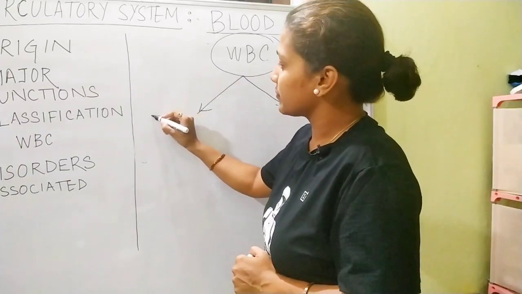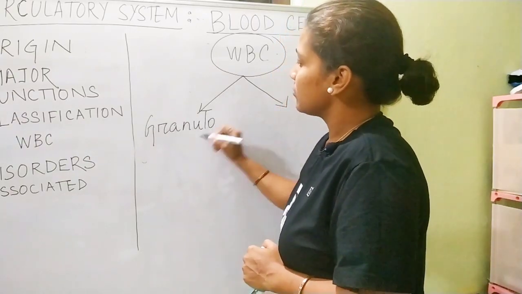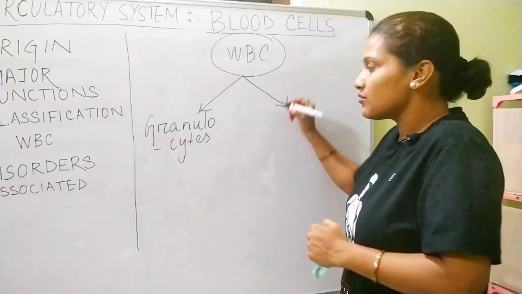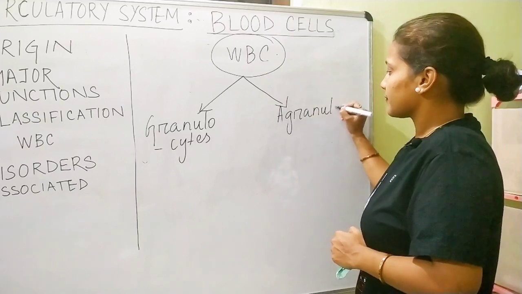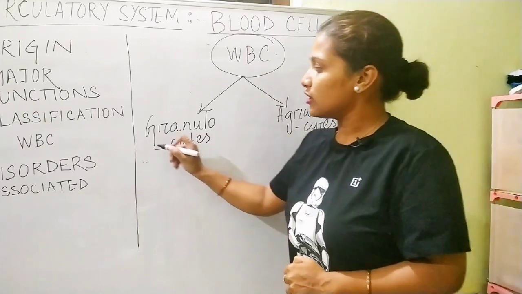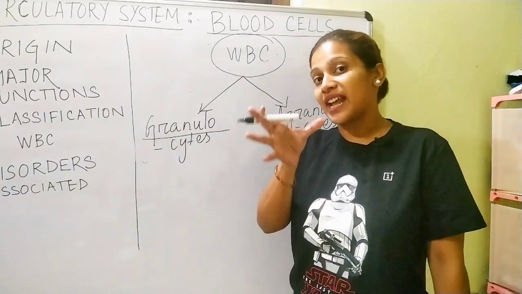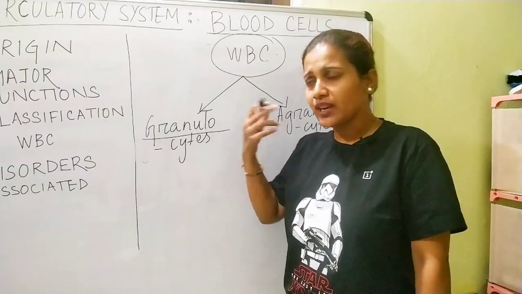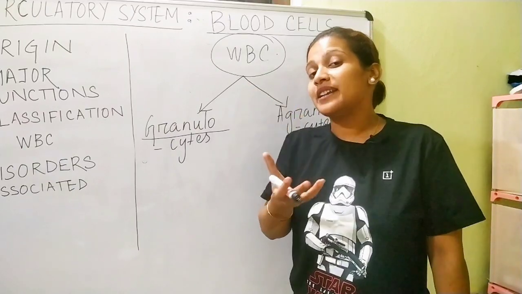Now WBC is categorized into two types. One is granulocytes, another one is agranulocytes. Now what do you mean by this granulocytes? Granulocytes means presence of granules. There are granules inside the WBCs, and those granules you can literally see under a light microscope.